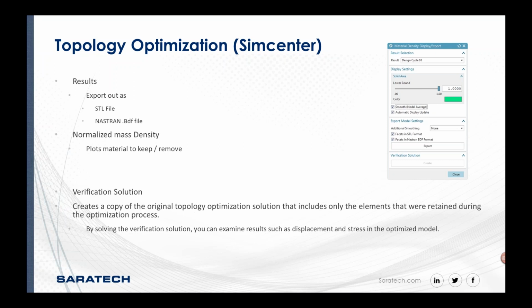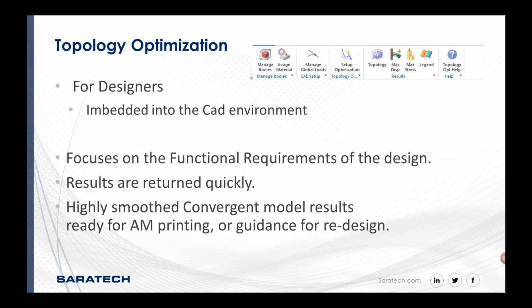So that's the steps to go ahead and use the Simcenter topology optimization tool. The next one is topology optimization for designers. It's embedded in the CAD environment. You'll notice up here, this is the toolbar that is used to do topology optimization in NX. You'll see it is pretty straightforward. It's not as complicated, if you will. So it focuses on the functional requirements of the design. You get fast results, and you get highly smooth convergent models that you can use for additive manufacturing, printing, or for help for a redesign.